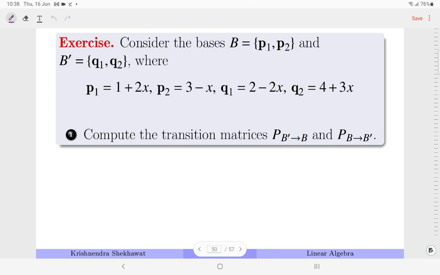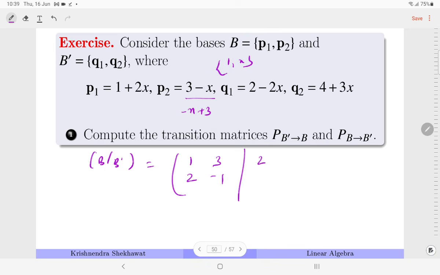Consider the bases B with P1, P2 and B dash with Q1, Q2 as follows. Find P B dash to B. For finding P B dash to B, I must write B and B dash. So now my B is P1, which is 1, 2, and P2, which is 3 minus 1. The only thing to remember here is the order. If I write P2 as minus x plus 3, then I should also write 3 minus 1. So you have to consider the order of the basis. The basis is 1 comma x, so you can consider it an ordered basis, and based on that you must pick the coordinates.